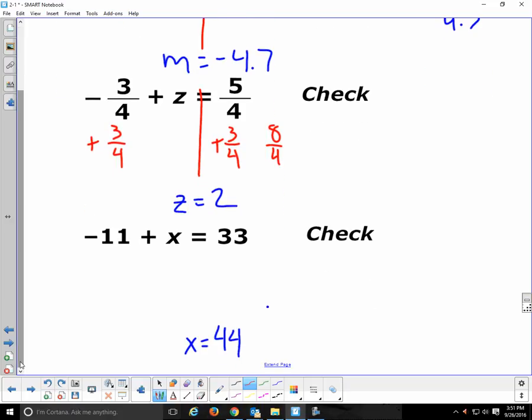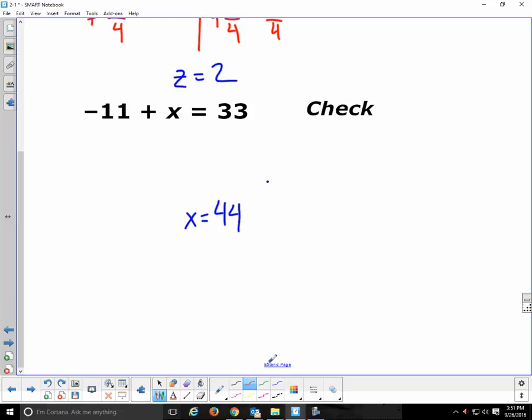For the last one down here, we've got, again, negative 11 plus x equals 33. I'm going to go through this as I want that to be 0, because then x would be by itself. There'd be no more 11, or negative 11. So I'm going to add 11. 33 plus 11, sure enough, 44.